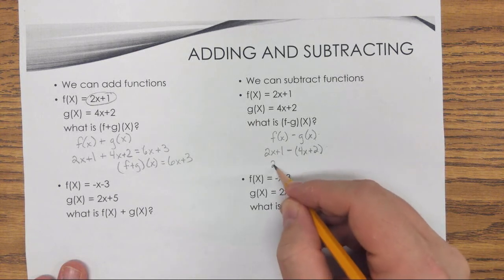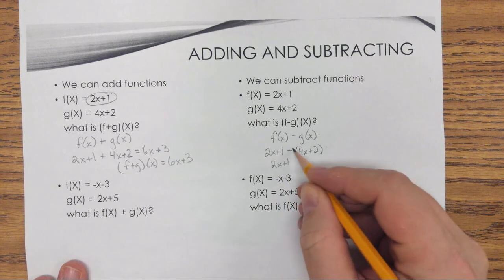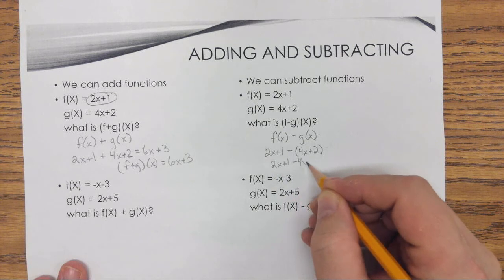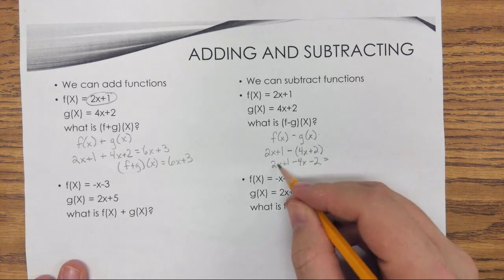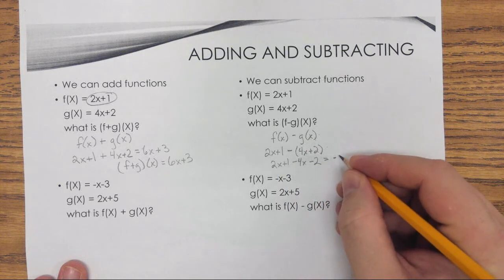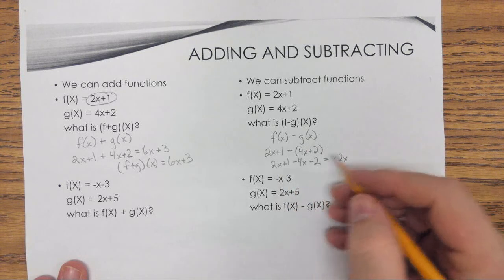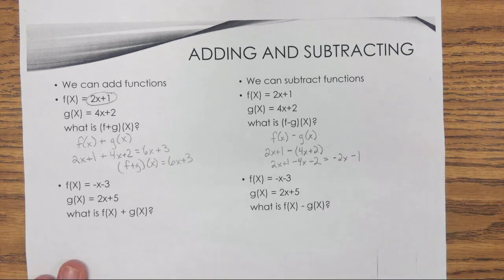Let's distribute the negative. So I got 2x plus 1 minus 4x minus 2. Now I can combine things. 2x minus 4x is minus 2x. 1 minus 2 is minus 1. Okay.